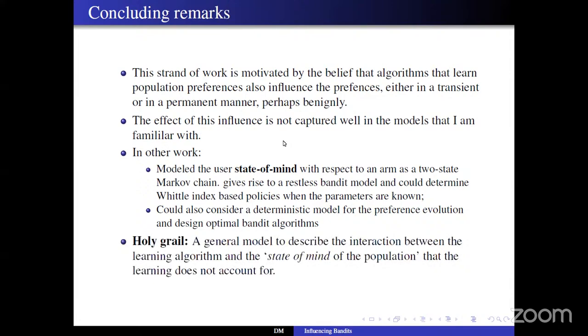So what is the holy grail? Where am I headed? What I want to do is to have a general model to describe the interaction between the learning algorithm and the state of mind of the population. What exactly is the state of mind that we need to capture? That's not the holy grail. I'm not even on the road to it. This is a couple of wayside inns, if you will, on the way. This is something that I'm looking for. Anybody interested? Meet me later. Otherwise, thank you very much.